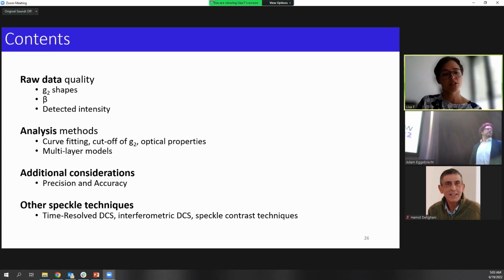I'll talk about additional considerations to increase precision and accuracy in DCS measurements, as well as then finally talk about different speckle-related techniques to measure blood flow.